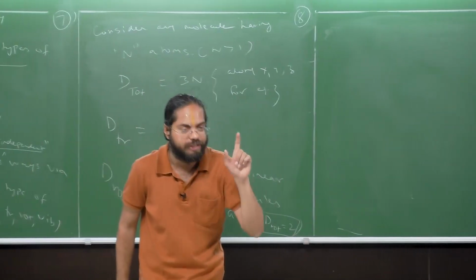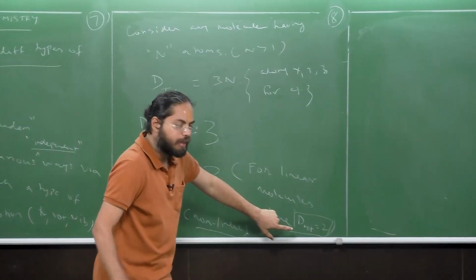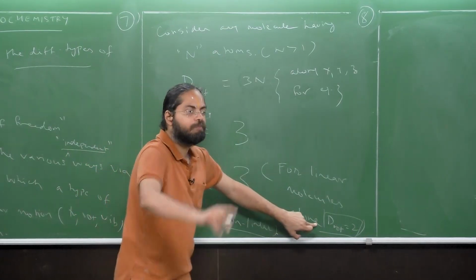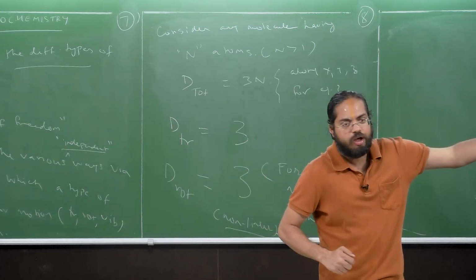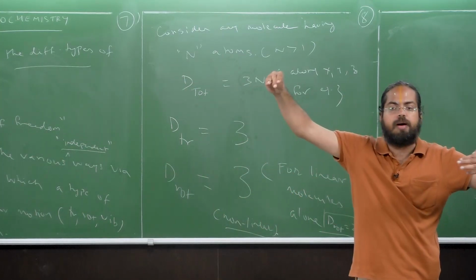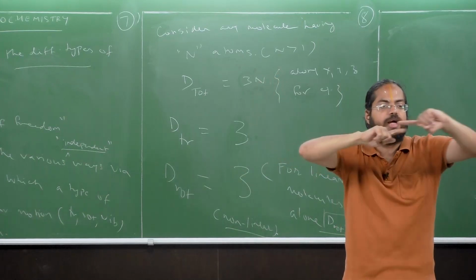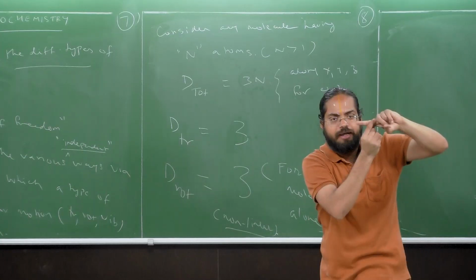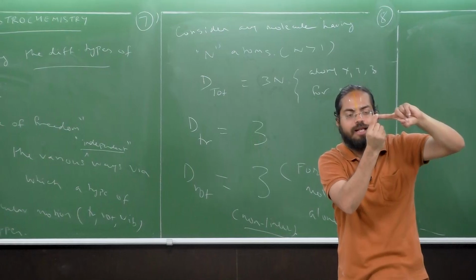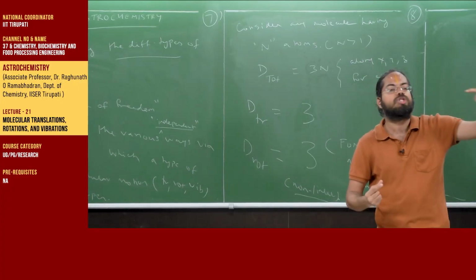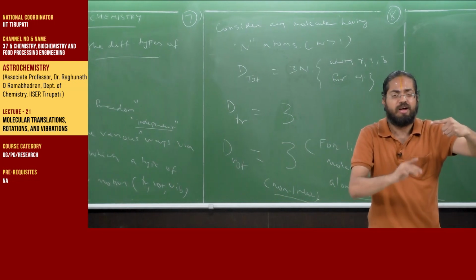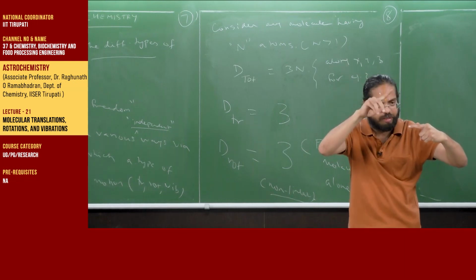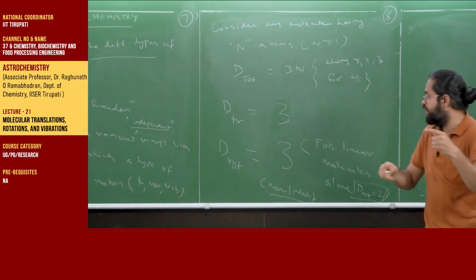I haven't told you the reason yet, but kindly notice that the rotational degrees of freedom for linear molecules is only 2, and it does not include the axis wherein all the nuclei lie. For example, if you consider the H2 molecule, and let's say this is the axis indicated by my index finger, this is the axis in which the nuclei lie. The rotational motion about this axis is incredibly difficult at normal temperatures. I will tell the reason why in tutorials, but the internuclear axis is ignored.